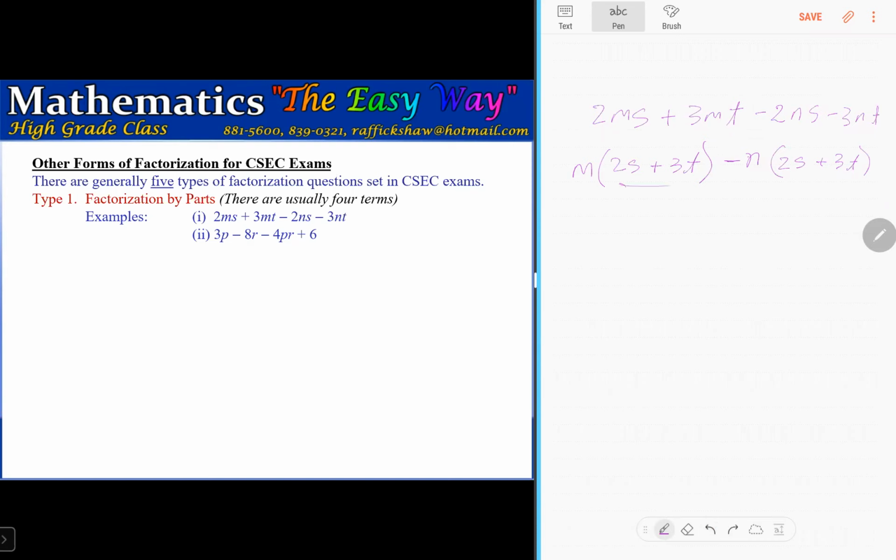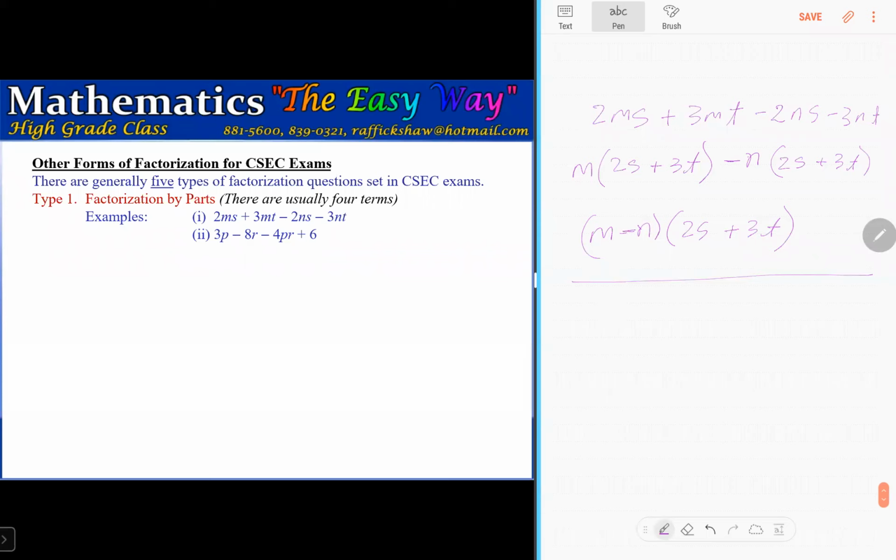And then now the 2s plus 3t is my common factor. And so I get m minus n. M minus n is my common factor of 2s plus 3t. And that's it, I'm done. Right? And that's always the result. You always get a double bracket like that where you factorize 4 terms. Factorized by parts. I always get a double bracket like that. All right, that's the first example.